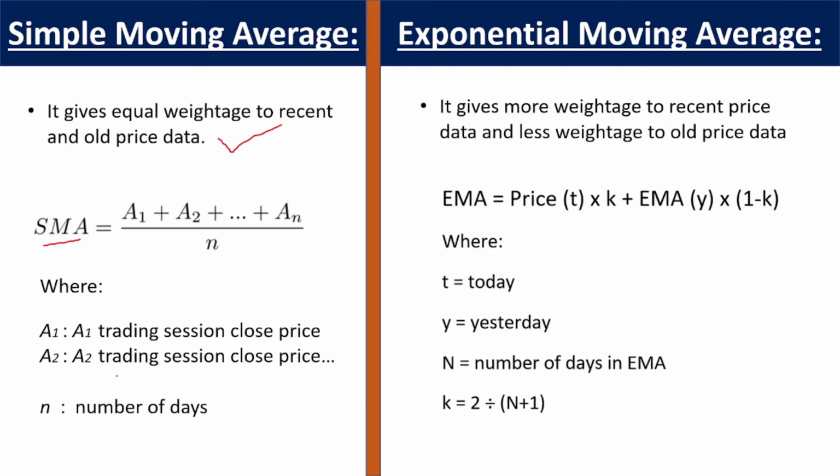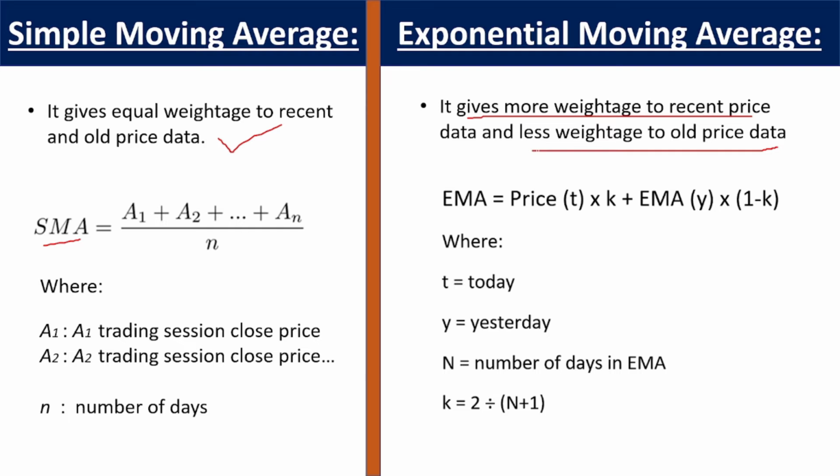Now let's try to understand exponential moving average. Let's look at the definition first. It is an indicator that gives more weightage to the recent price data and less weightage to the old price data. This is very clear, friends. If you see the formula, it is a bit complex to calculate, but we are not here to do a PhD on the formula. Let's try to understand the definition and how it is calculated.